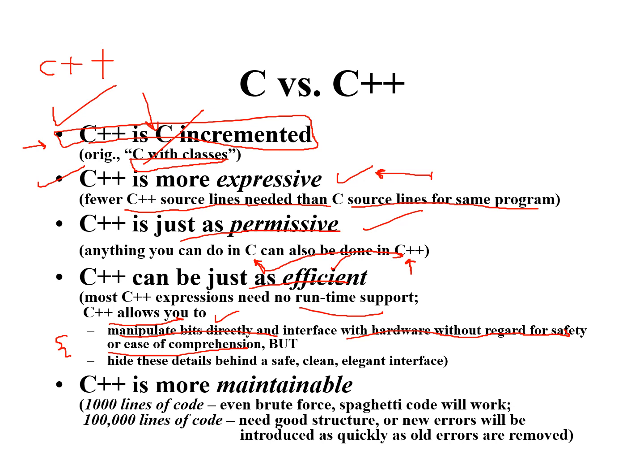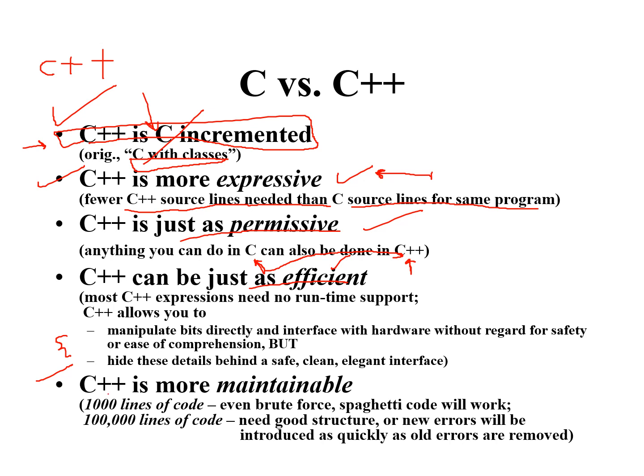Okay, and interface, what it does, it interfaces with hardware without regard for safety or ease of comprehension. But you might be thinking that these things might become so complex, so horrible for a beginner. You need not care about that, because all these details are hidden behind a very safe, clean, elegant interface. C++ will hide all this stuff so that your code will still look very simple and easy for you. Then, C++ is more maintainable.